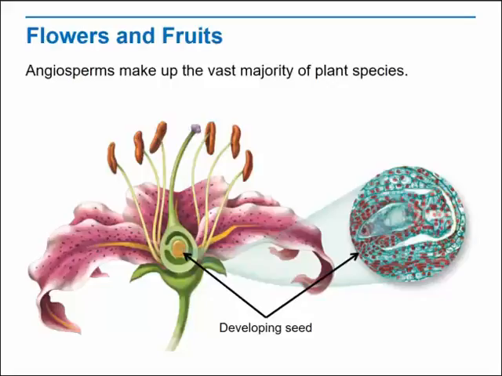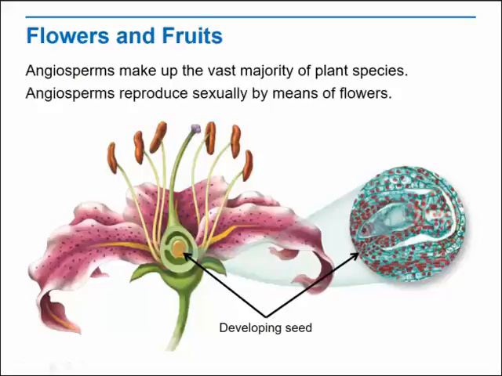What are the key features of angiosperm reproduction? Angiosperms reproduce sexually by means of flowers. After fertilization, ovaries within flowers develop into fruits that surround, protect, and help disperse the seeds.